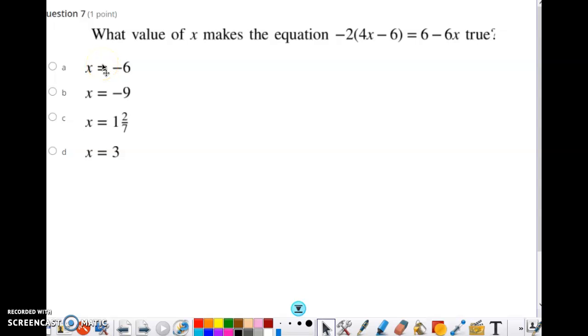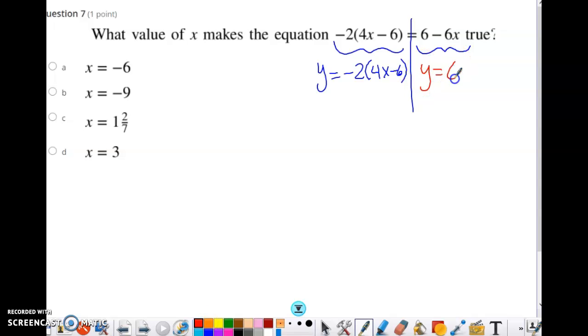Okay, let's do this one the easy way. So remember, we would put this in y equals and this in y equals. So it's going to be y equals -2(4x - 6). And then the other side will be another y equals 6 - 6x. Okay, so you are putting this in Desmos.